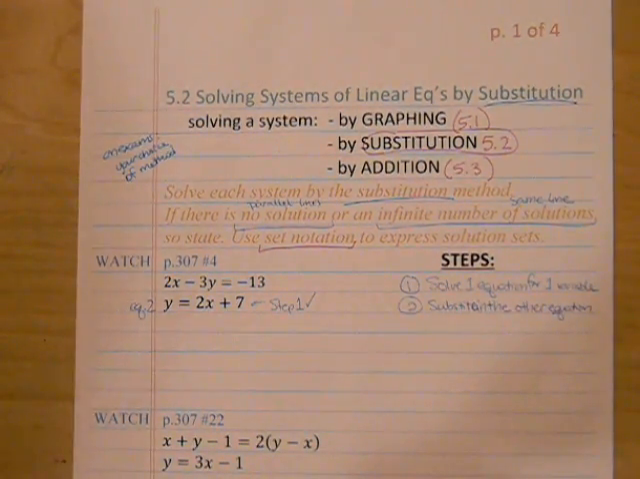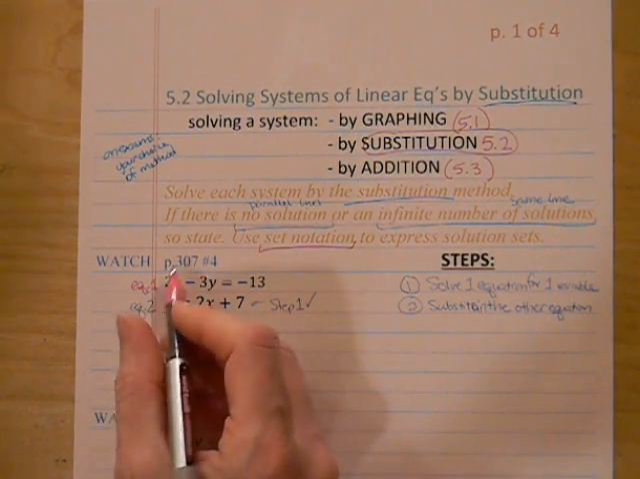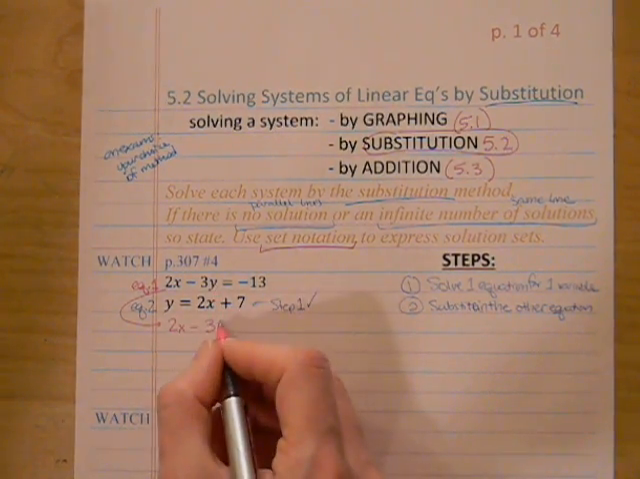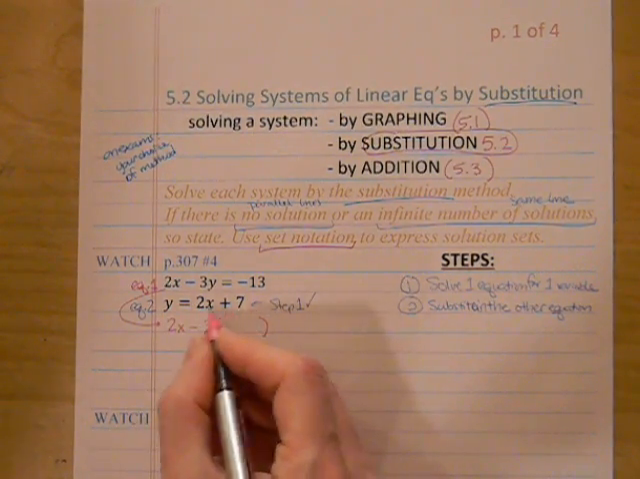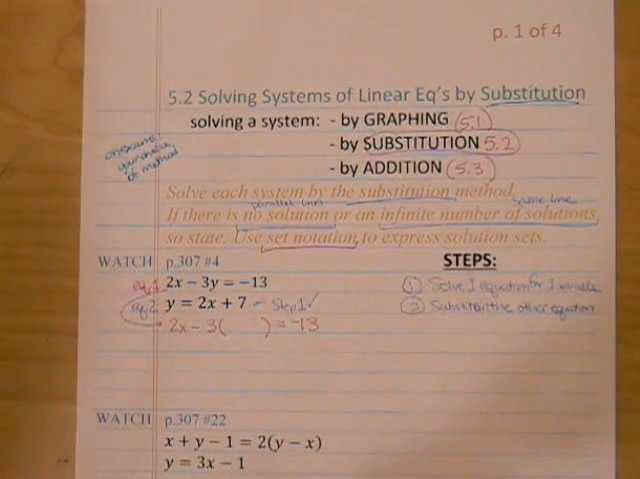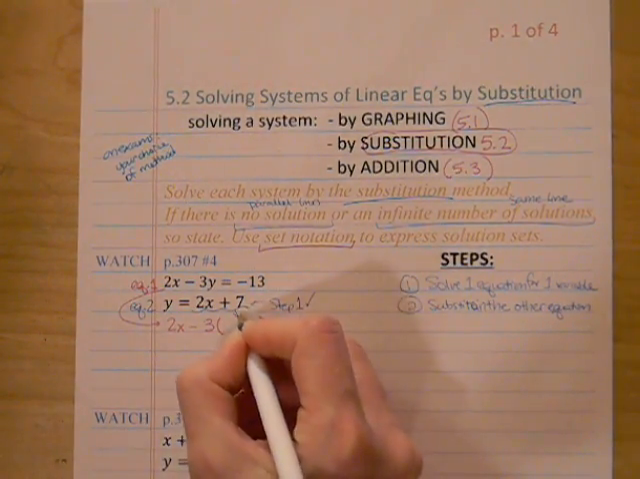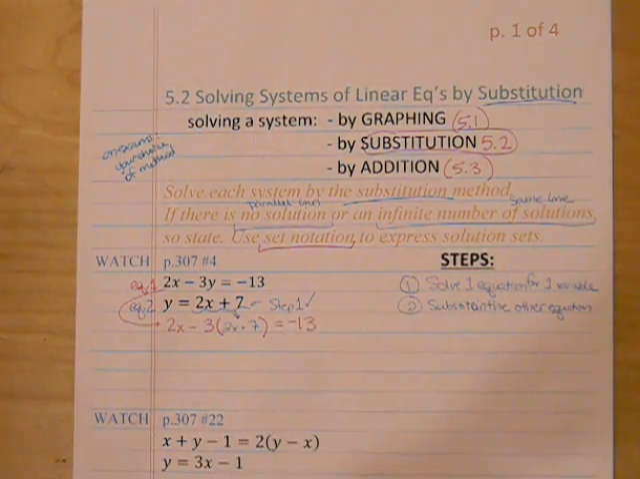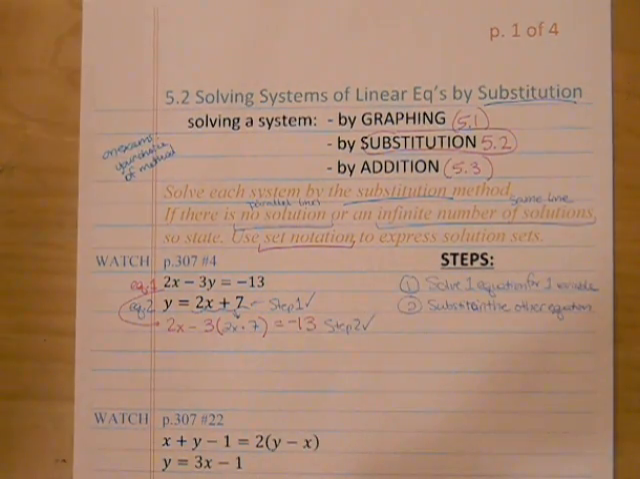What would that look like? Well, in the first equation here, we'd go ahead and rewrite it. 2x minus 3, instead of the y, we'd leave some space because we're going to replace it with what the other equation is solved for y, equals negative 13. And we would take what the second equation says, y equals, and replace y in the first equation. And that is step 2. Done.